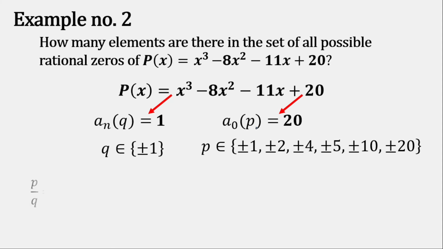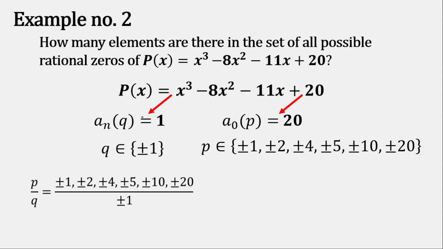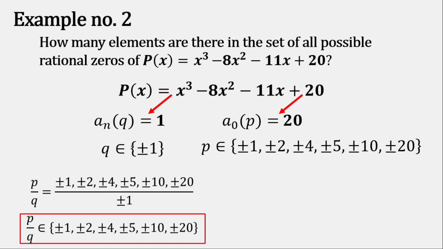If we solve for p over q, we just divide these numbers by positive negative 1, and the answer is just that number, because any number divided by positive negative 1 is that number. So we have that. Now we're going to count them. Remember, each of these counts as 2, because positive 1 is different from negative 1. So we have 2, 4, 6, 8, 10, and 12. So we have 12 elements, or 12 possible rational zeros.